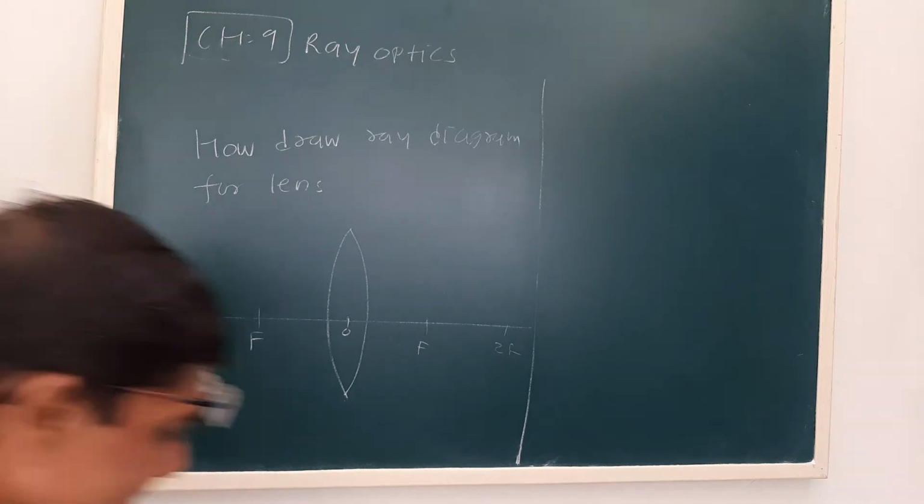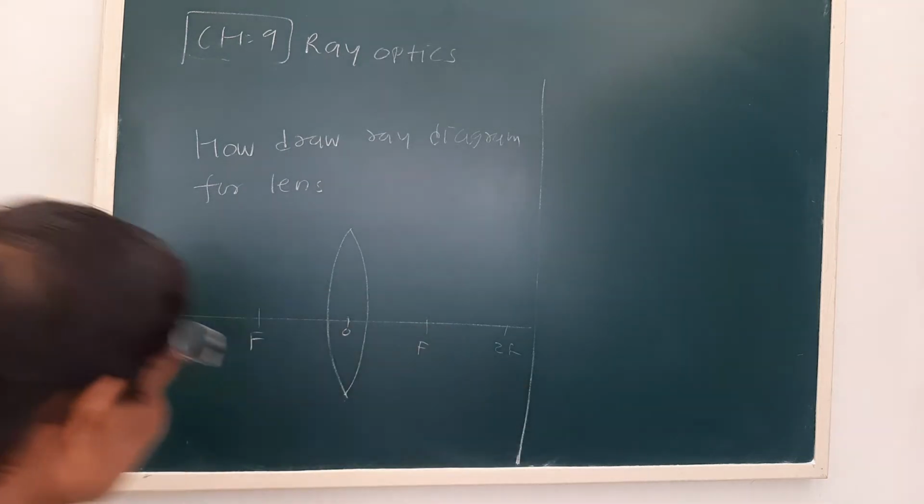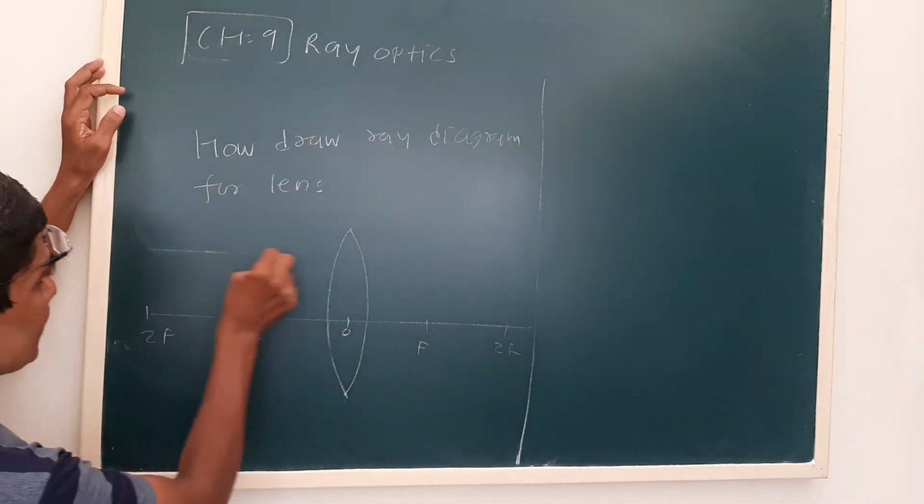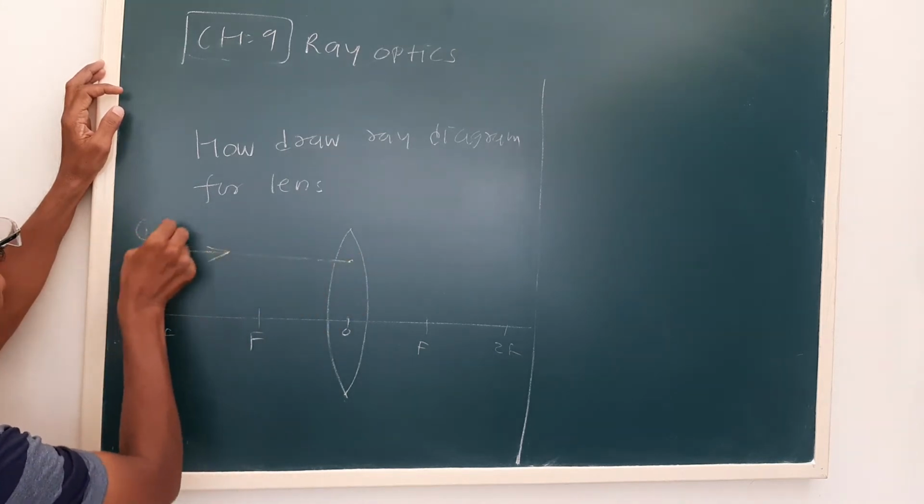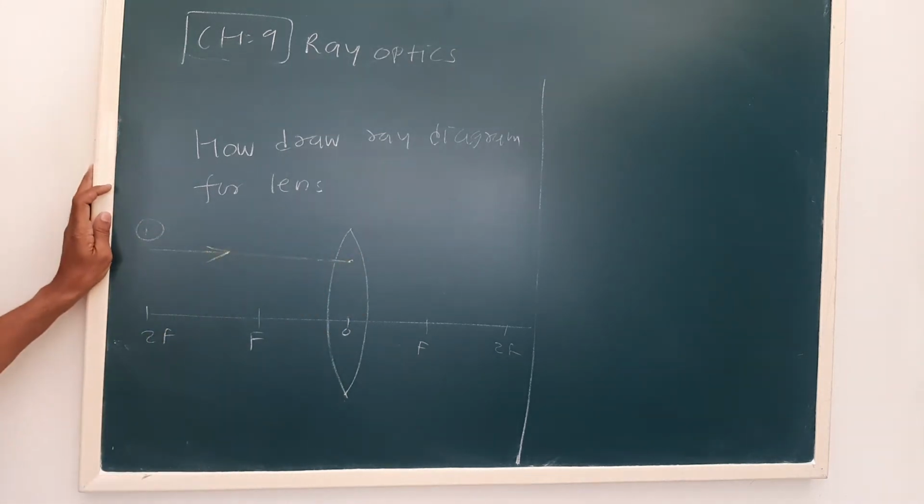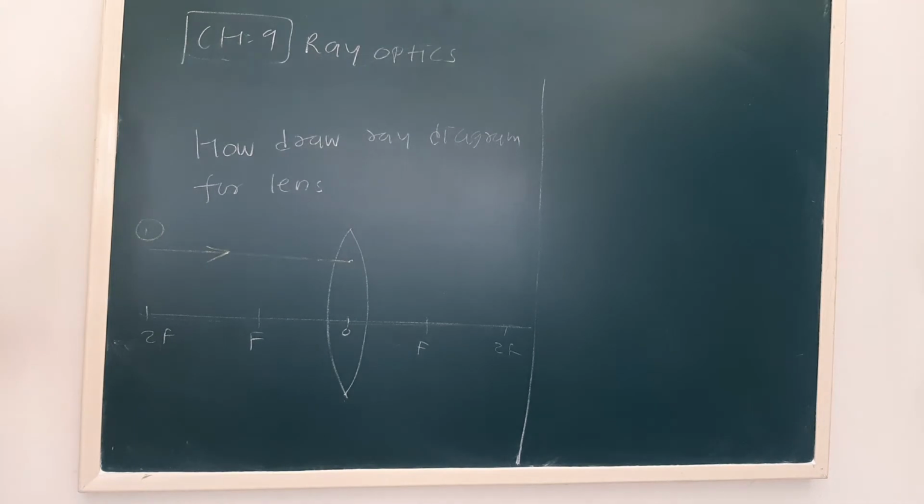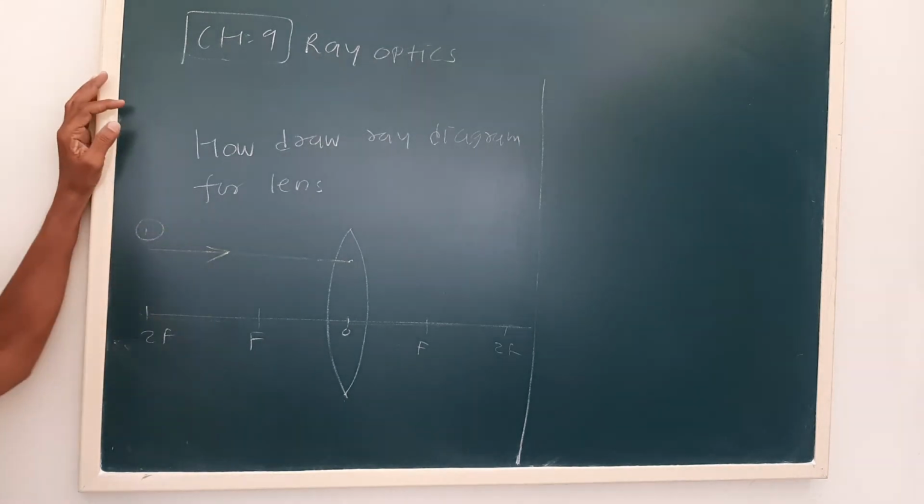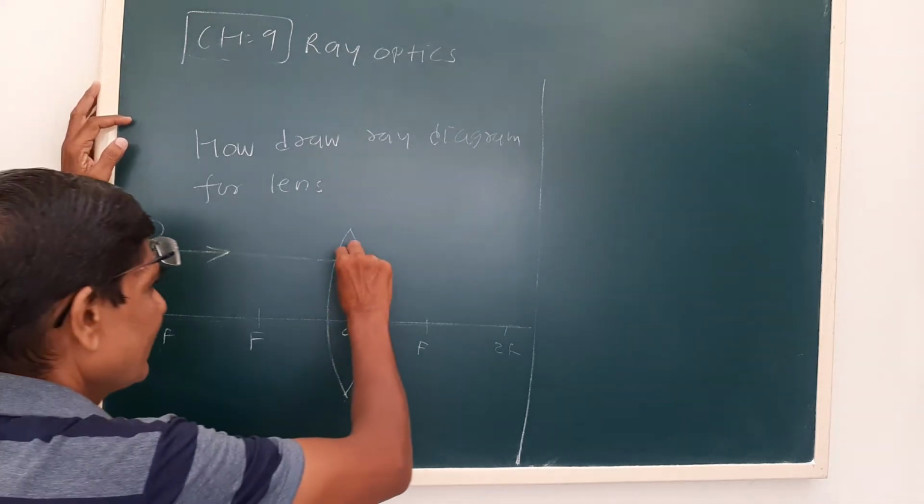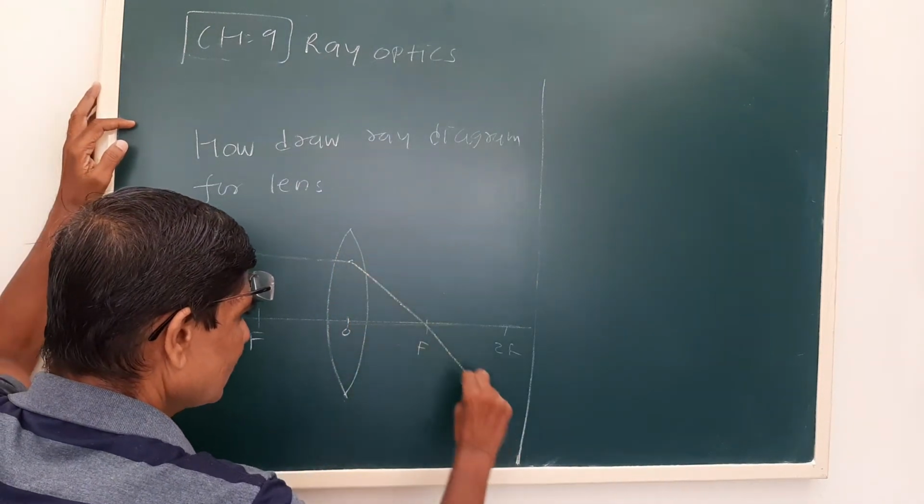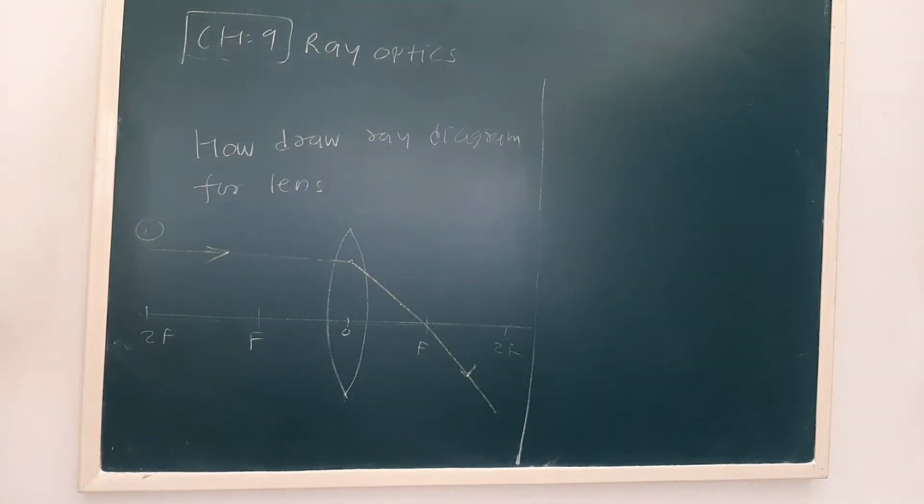Now let us see how to draw a ray diagram. First condition: the paraxial rays are parallel to the principal axis. The line passing through the optical center of the lens is the principal axis for the lens. Now the first ray, parallel to the principal axis, after refraction will pass through F. This is the first condition to draw a ray diagram.